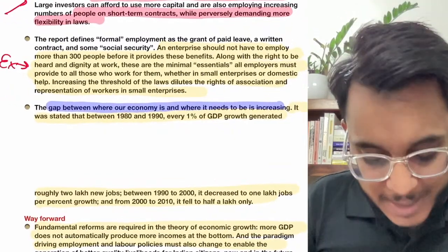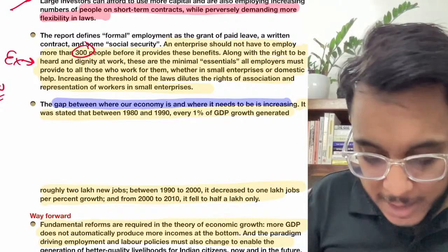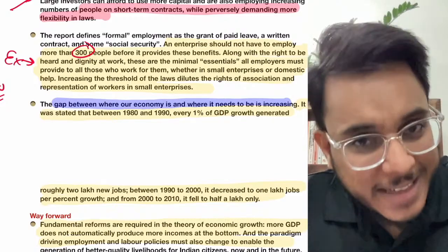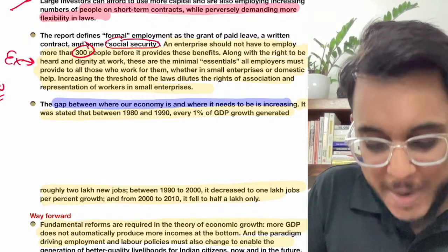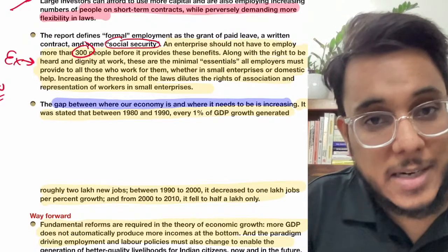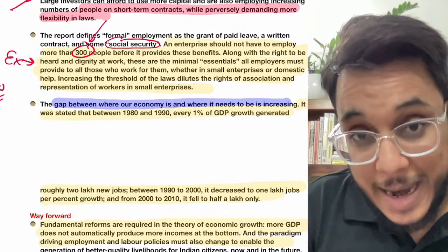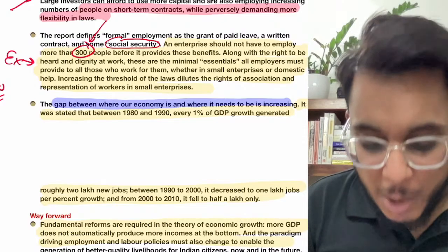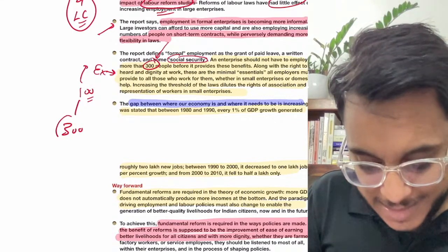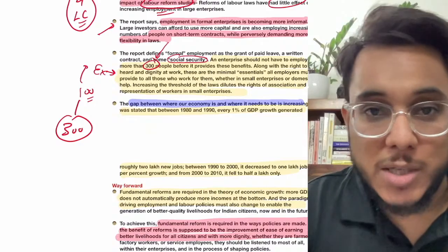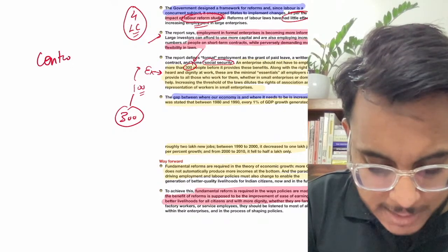Now guys, this limit has been increased to 300. It has been provided that when a factory, industry, or company employs more than 300 people, only then does it have to provide social security benefits, retirement benefits, and all the benefits that are available to a formal employee. So this threshold has increased to 300 people, which means the companies are simply not giving any social security. Moreover, there is one more phenomenon that has emerged in India now, that is the contractualization of labor.